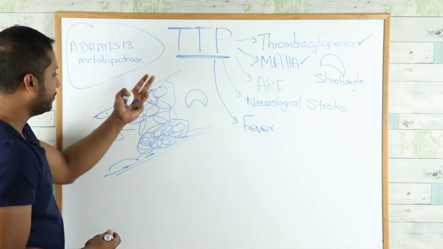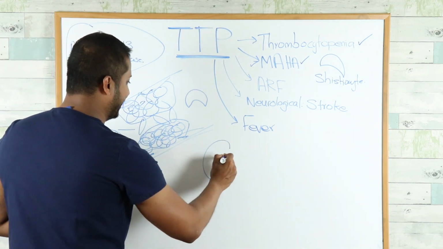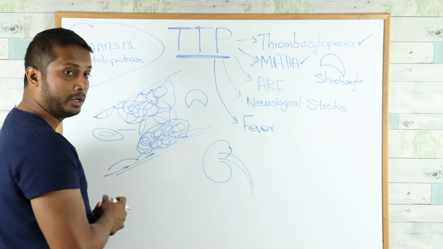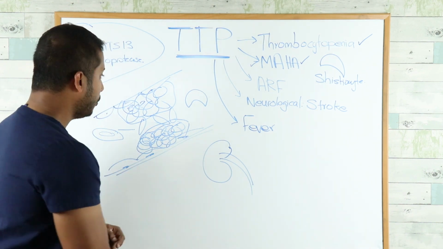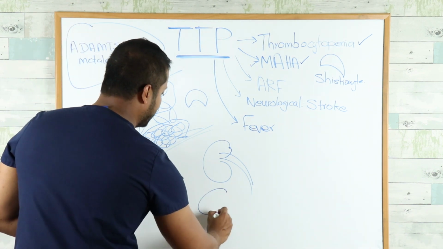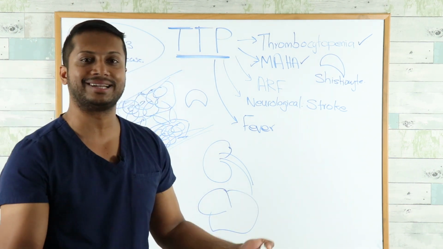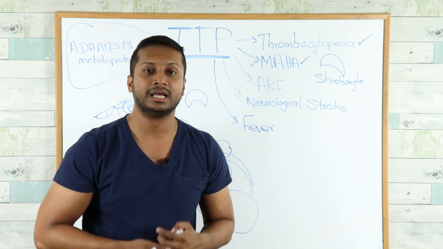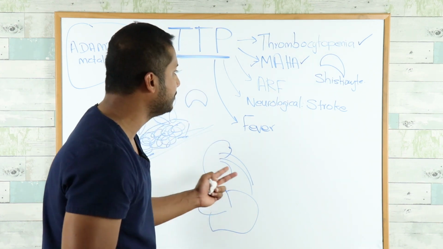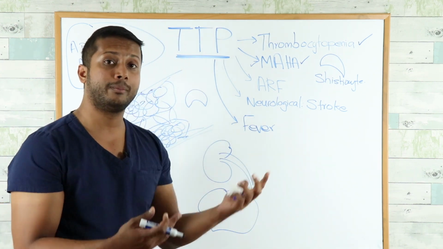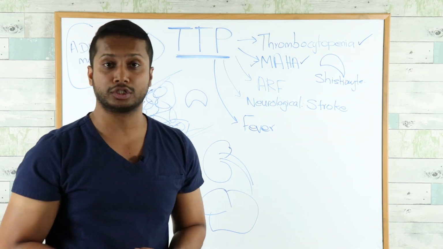Well, what if this poor blood vessel was actually supplying your kidney? Would you get acute renal failure? Yes, you would. What if this poor blood vessel was supplying your brain? Would you get a stroke? Yes, you would. So that's the reason you would actually get these two symptoms, because it can occlude the blood vessels that are supplying your kidney or blood vessels that are supplying your brain and cause a stroke.